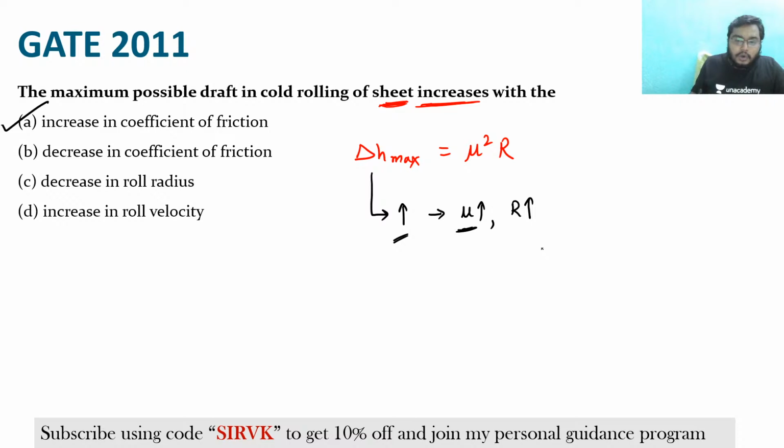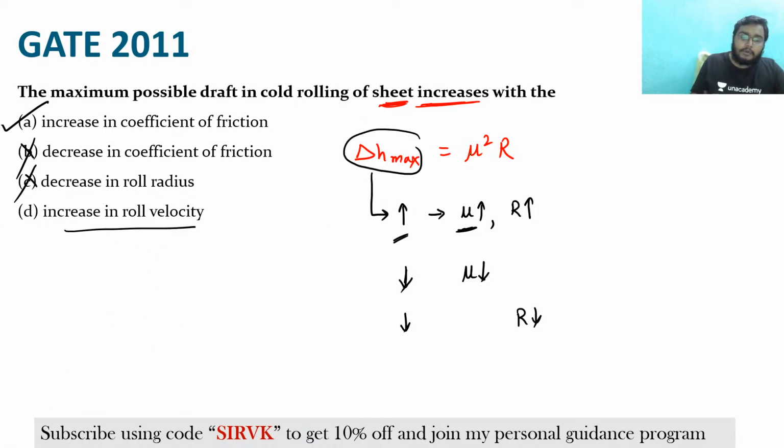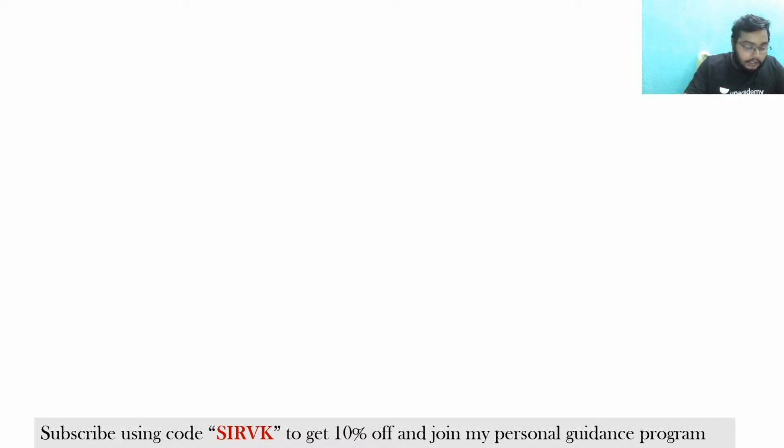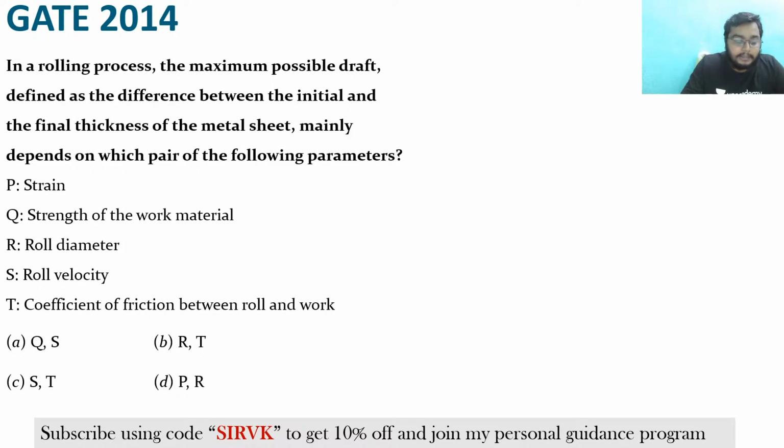Decrease in coefficient of friction: no, if the coefficient of friction decreases, delta H max would decrease, so this is not an option. Decrease in roll radius: if you decrease the roll radius, this also decreases, so this is not correct either. Increase in roll velocity: my dear friend, it depends only on these parameters, right? So this is also not an option. Option A is going to be your correct choice. Fine. Now I hope you understood this question also. Now try to tell me the answer of the next question.